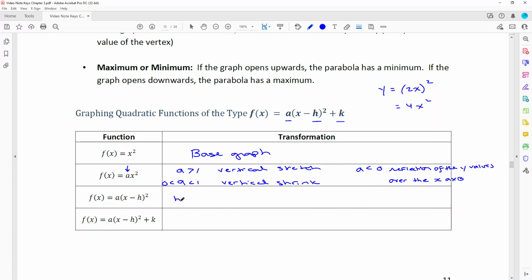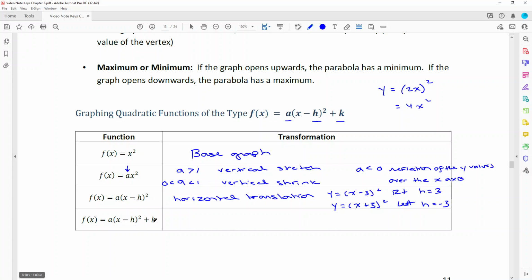This would be a horizontal translation. Horizontal translation, just like last chapter. And it can go right or left. So if it's y equals x minus 3 all squared, it goes to the right. And if it's y equals x plus 3 all squared, it goes to the left. So careful. It appears minus, but it actually has a positive h value, right? So this h value is 3. This one, it was x minus h, so we must have put a negative 3 in here to make it positive, so this would be h is negative 3.